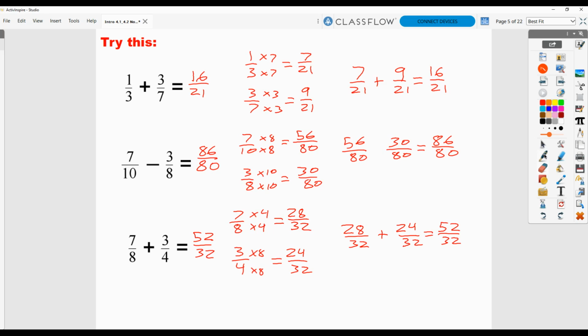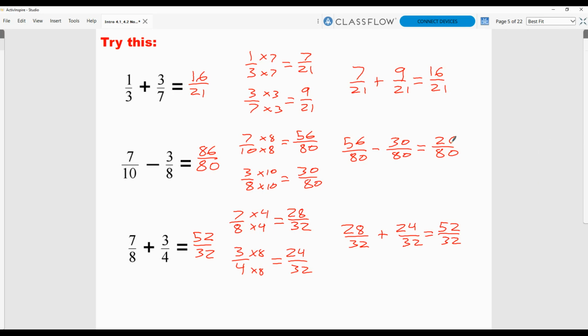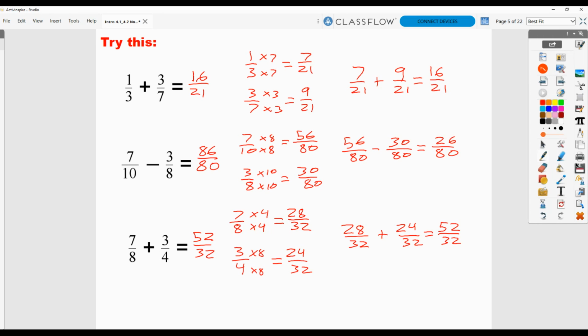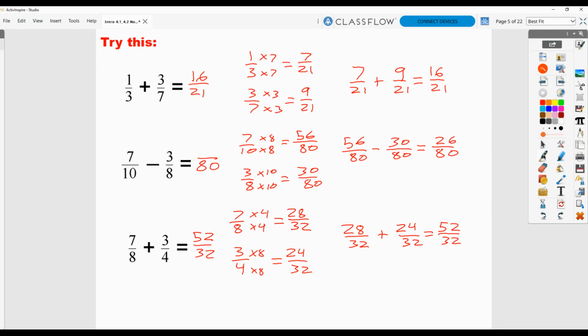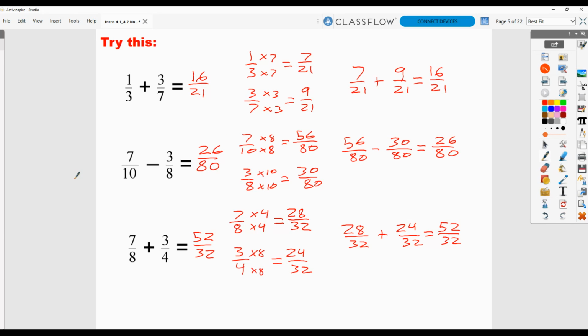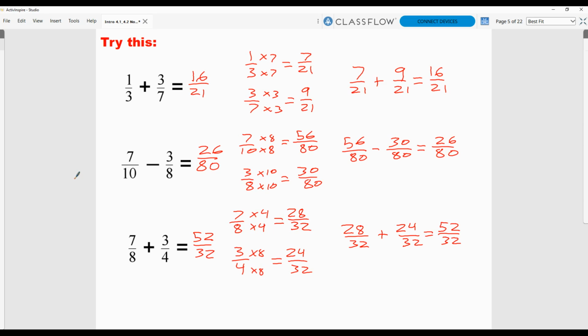So let's change some stuff here. We need to do some subtraction. So 56 minus 30 is going to get us 26. So that's what we need over here for an answer. My apologies on that. We'll get that fixed right now. 26 over top of 80 would be our final answer for that. You could have simplified this and gotten something else. That's fine. We're just going to leave our answer like that there.